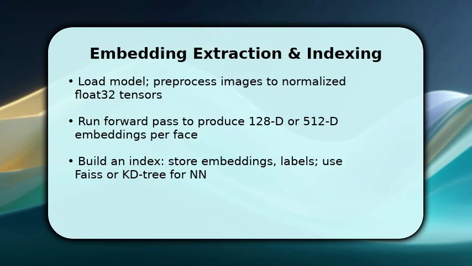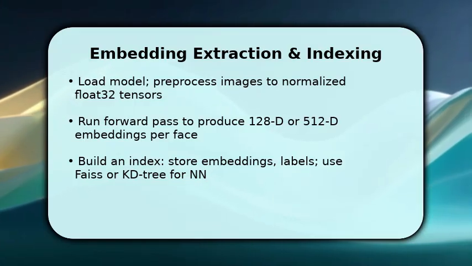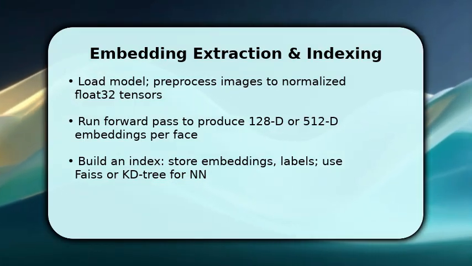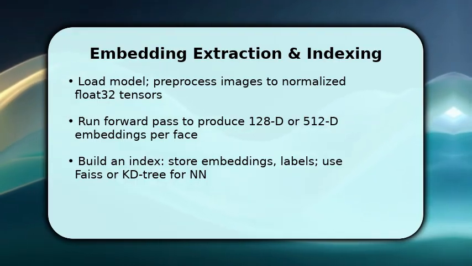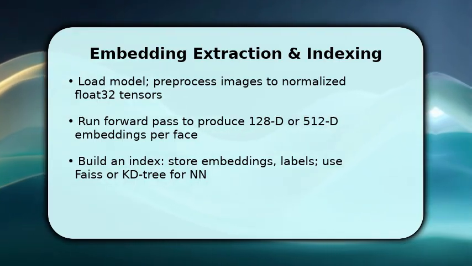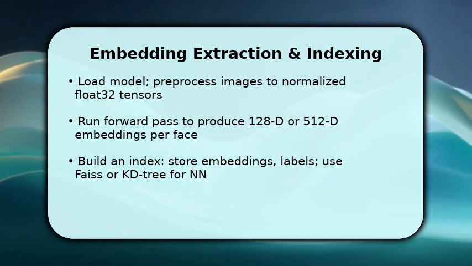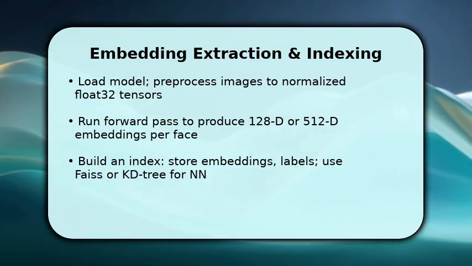Now you load the FaceNet graph and convert your aligned face crops into normalized float32 tensors, subtracting mean and scaling as required by the model. Run the forward pass to extract 128D or 512D embeddings and save them alongside their labels.